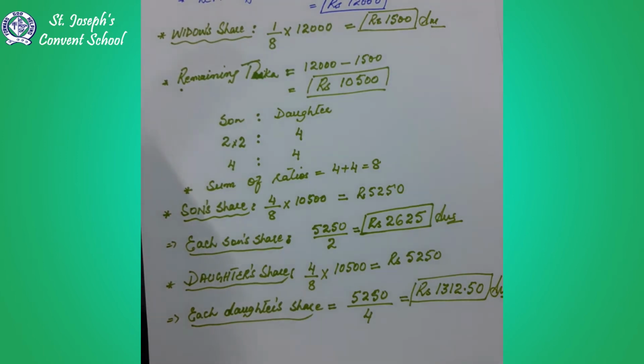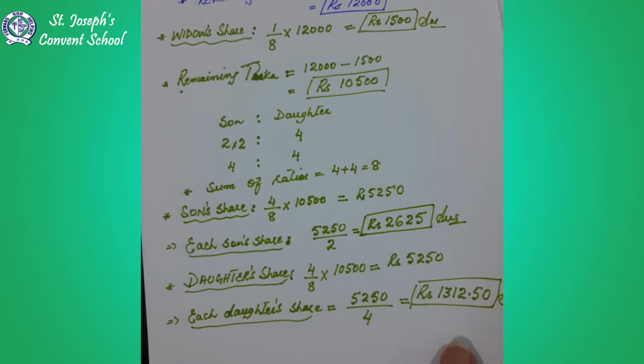Son is 4 divided by the sum multiplied by the remaining amount. Same way the daughter's share is 4 divided by 8 multiplied by the remaining amount. So it's not difficult, it is an easy question, but go step by step. If you do it step by step you can easily do these questions. Now the first and third examples I have done.